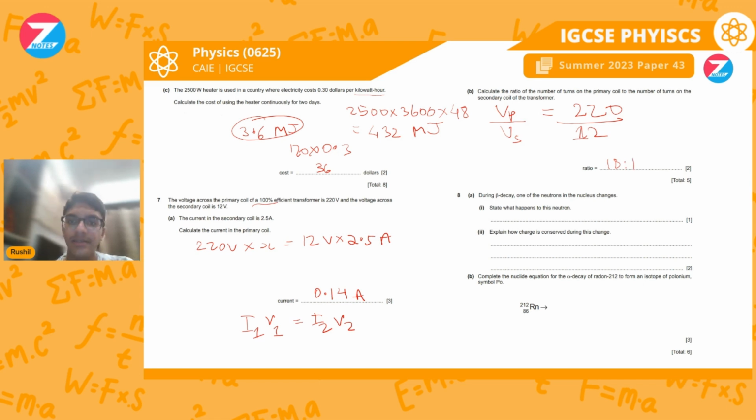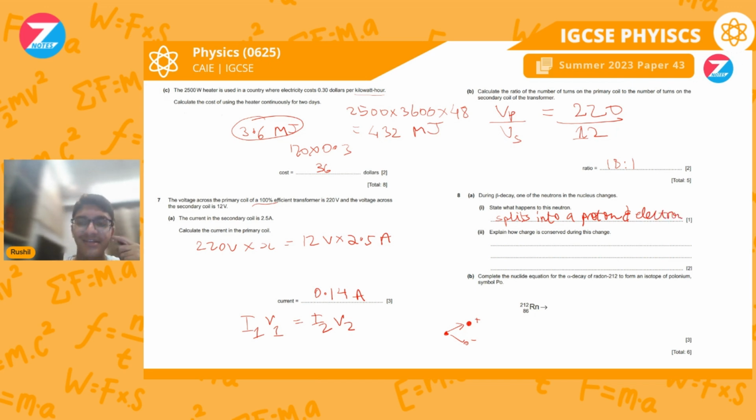During beta decay, one of the neutrons in the nucleus changes. State what happens to this neutron. This is question 8. We know that during beta decay, a neutron in the nucleus splits into a proton and an electron. So we can just write: this neutron splits into a proton and an electron.